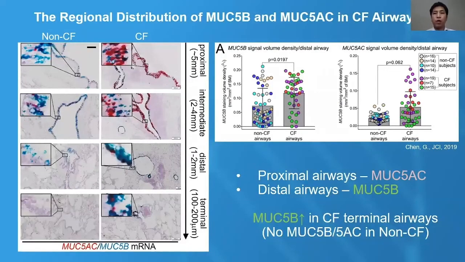So we also looked at regional 5AC, 5B distribution in CF airways. Although both 5B and 5AC are reported to increase in CF sputum, MUC5B and 5AC distributions observed in normal subjects are preserved in CF airways. MUC5AC expression is mainly upregulated in larger proximal airways, whereas the increase in MUC5B is more significant in small airways. Interestingly, in the terminal bronchioles, MUC5B expression appears to be extended to this region in CF. So this MUC5B extension may be relevant to small airway disease in CF.